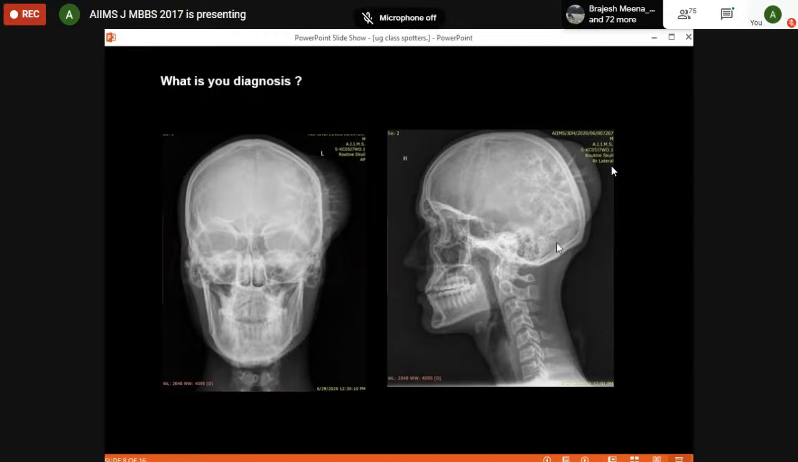Okay, so someone said hair on end appearance. Always remember, hair on end appearance is going to be diffuse. It is seen in cases of thalassemia. That's a systemic disorder, so it's going to affect the skull diffusely, not focally. So a good interpretation of the finding, but this is basically a case of cavernous hemangioma.